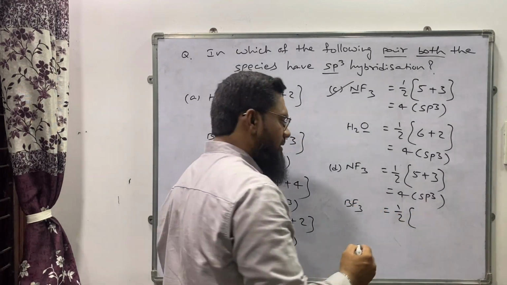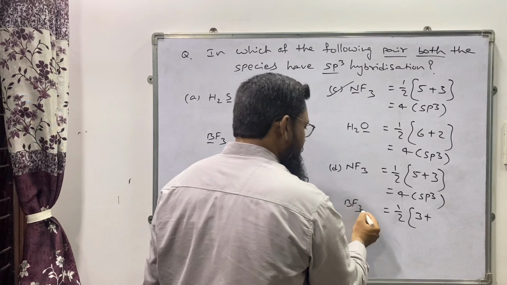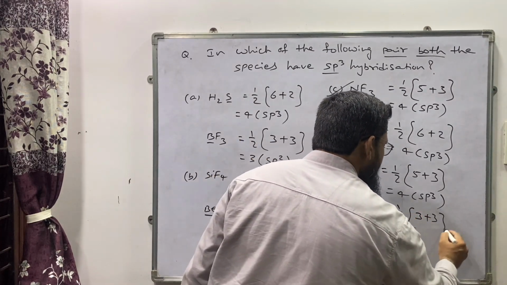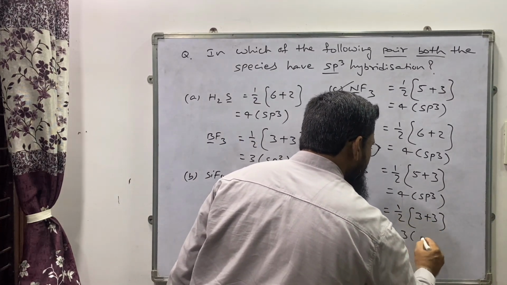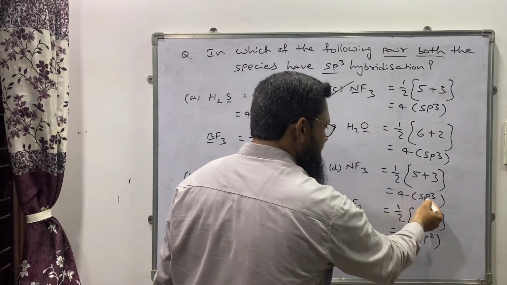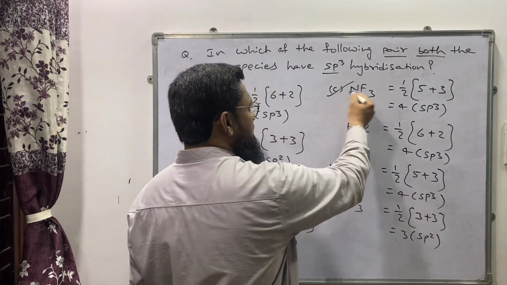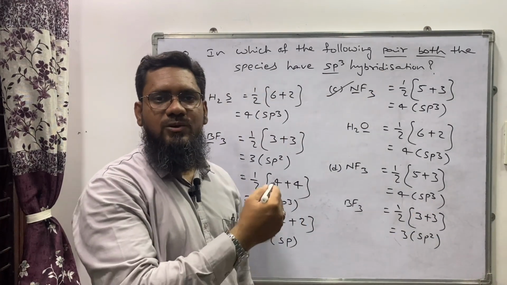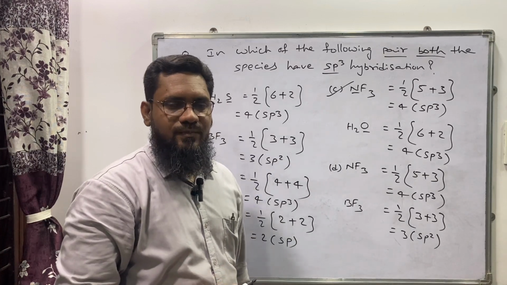Boron is having 3 valence electrons. And here number of monovalent atoms are 3. So 6 by 2 means 3. 3 means it is sp2. So sp3, sp2, different. So this is a right option. Like this we need to solve the question.